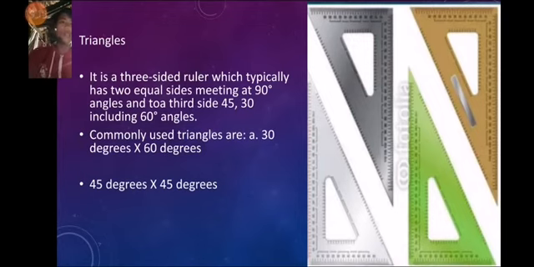Triangles, a three-sided ruler that typically has two equal sides meeting at 90 degree angles, and a third side with 45, 30, including 60 degree angles. Commonly used triangles are 30 degrees by 60 degrees, also 45 degrees by 45 degrees. Depende kung ano yung paggagamitan mo, anong gagawin mo. So, pwede mo siyang gamitin ng iba-ibang klaseng triangles na ito.